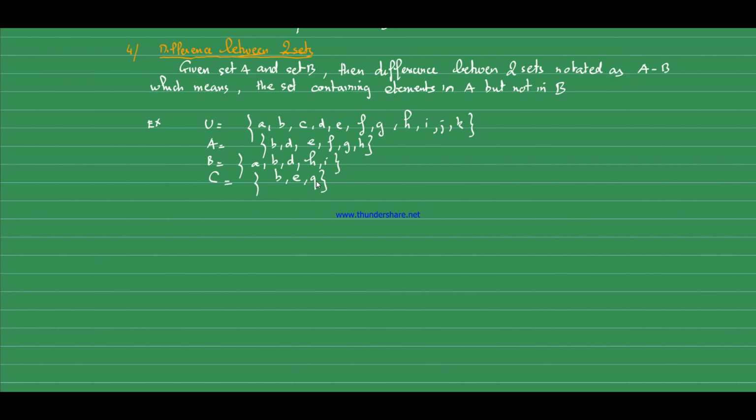So the question is: find the set difference between A and B, that is, find A minus B. Find A minus C. Find the complement of A minus B. And find A minus the complement of C. Alright, let's see how we do that.